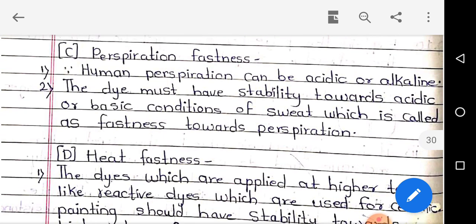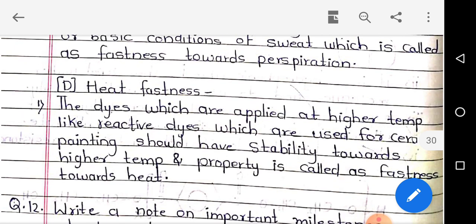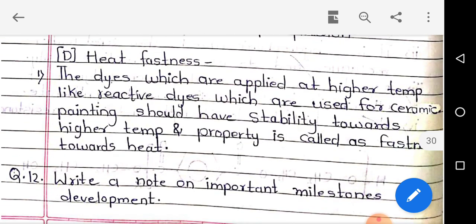It will maintain its dye's colors and not be affected by any acidic or basic sweats. So perspiration fastness is the first and most important property. Human perspiration can be acidic or alkaline, depending on the body. The dye must have stability toward the acidic or basic condition of the sweat, which is called fastness toward perspiration. Next is the heat fastness property.